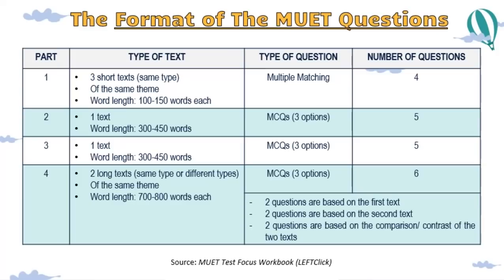However, in part 4, you will have to read and comprehend 2 long texts of the same type or different types, but these texts will be based on the same theme, and you will have to answer 6 questions. The first 2 questions are based on the first text, the second 2 questions are based on the second text, and the last 2 questions are based on the comparison and contrast of the 2 texts.